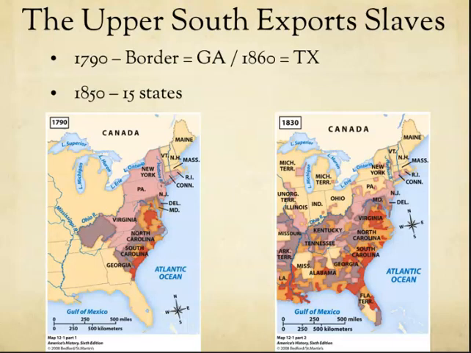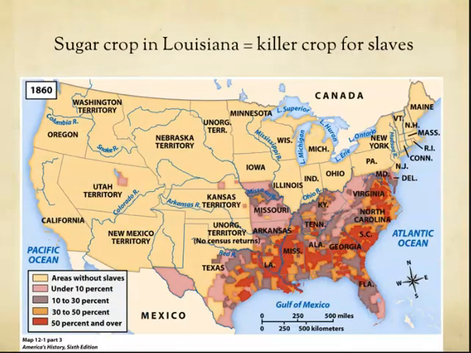But by 1830, it spread over. By 1850, there are 15 states that have slavery. And here is the key to the color coding. The sugar crop in Louisiana was also known as the killer crop for slaves. So right down there where you can see a lot of that red and orange, that's 30 to 50% and 50% and over of the people there were slaves.